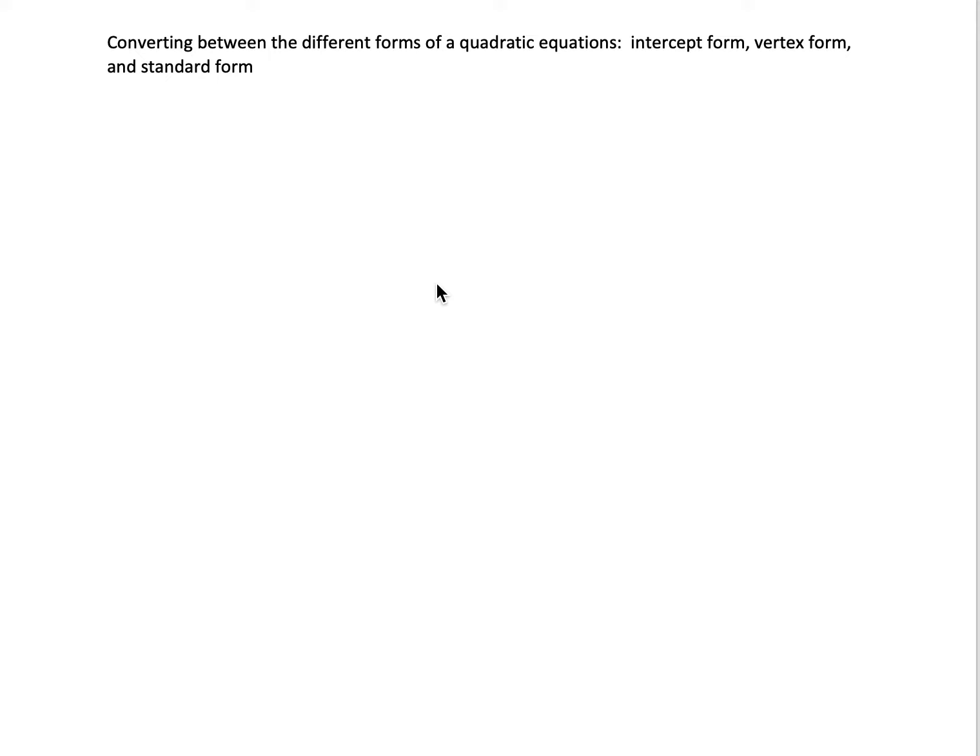Three different forms of the quadratic function: the intercept form, the vertex form, and the standard form. Today's video is going to help teach you how to interchange between these three different forms.